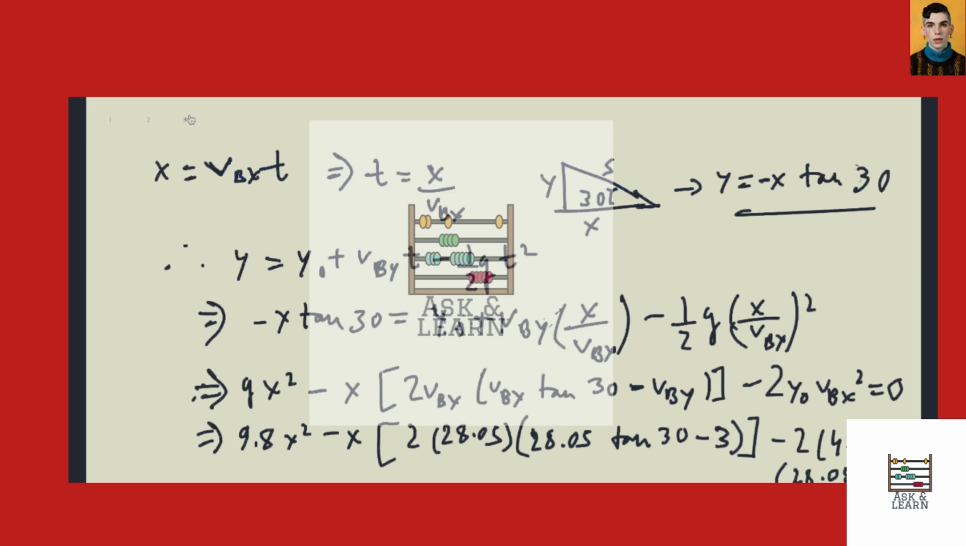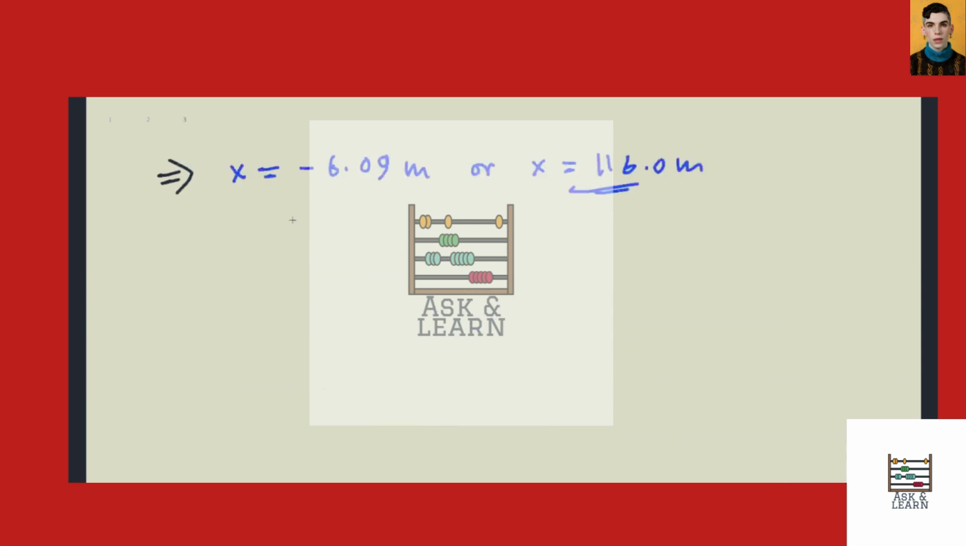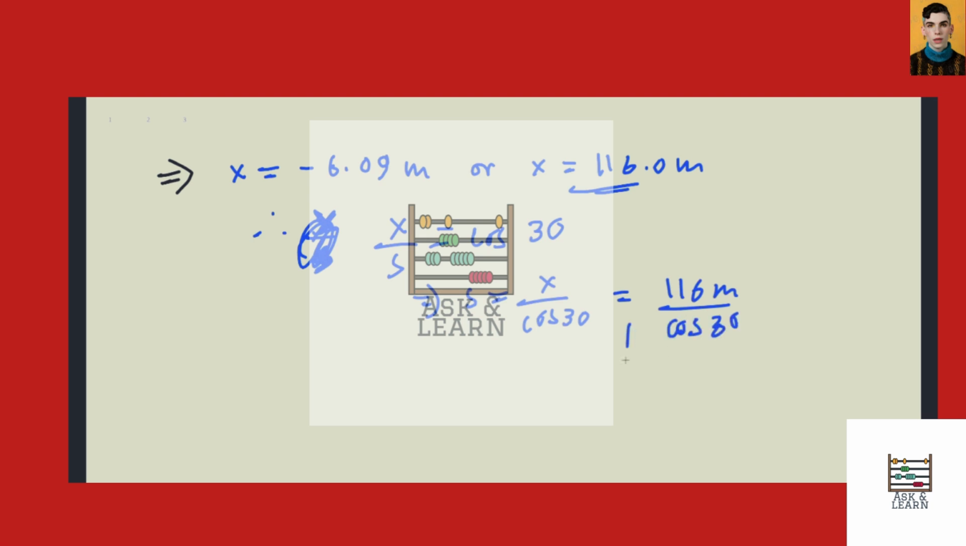Finally, therefore, from this triangle, we have that x over s is cosine 30. Therefore, s is x over cosine 30, or 116 meters over cosine 30, giving us 134 meters as the distance. And that's it.